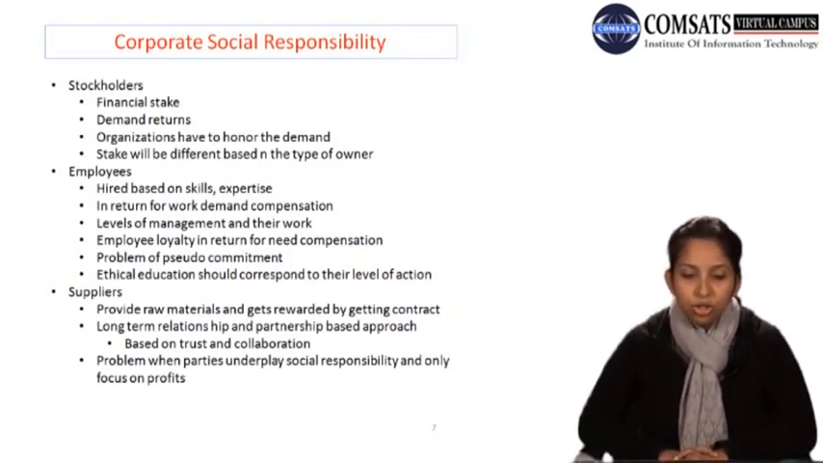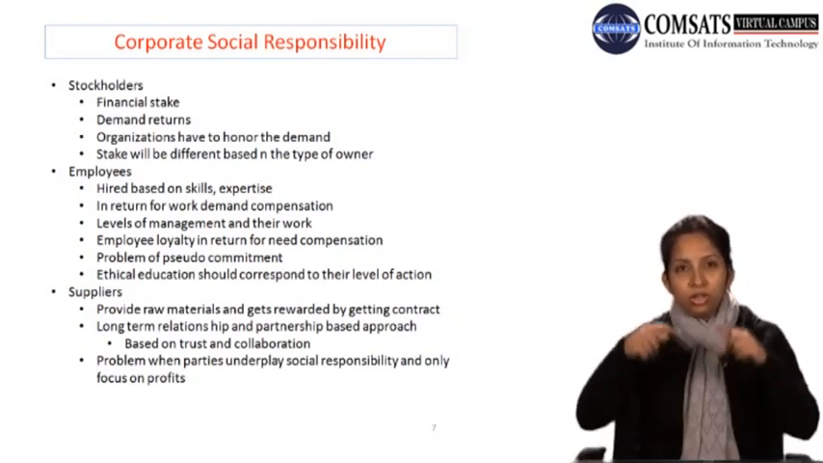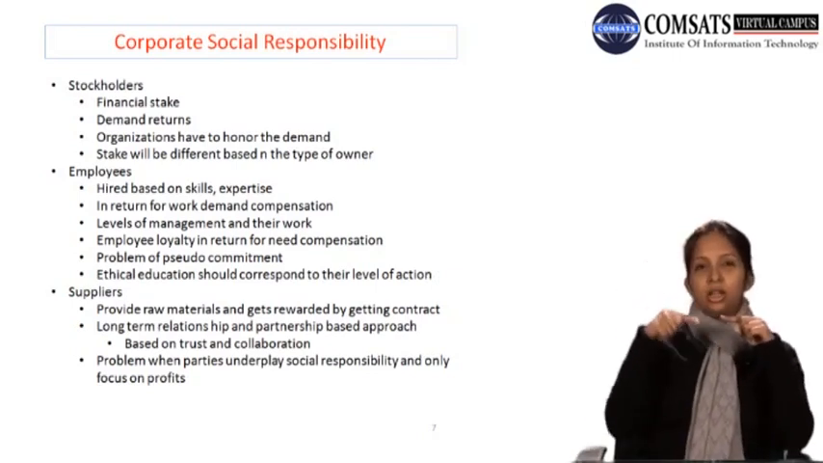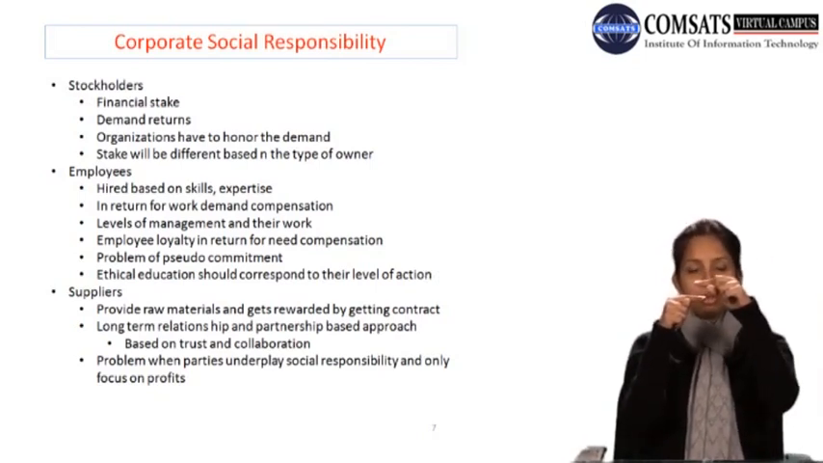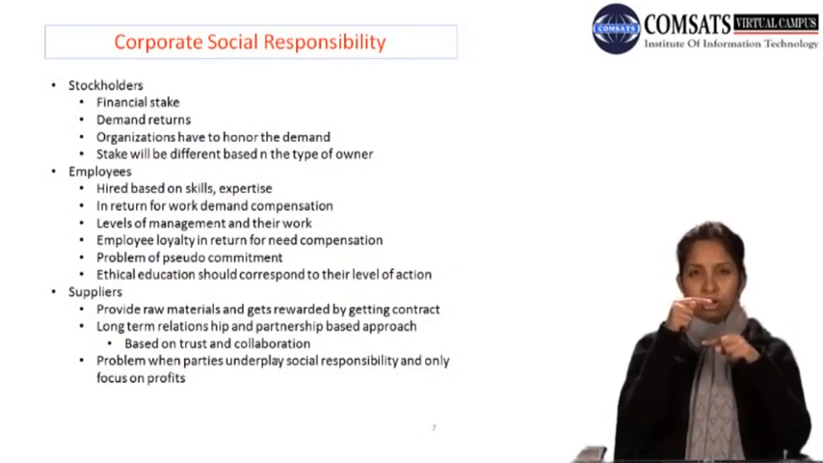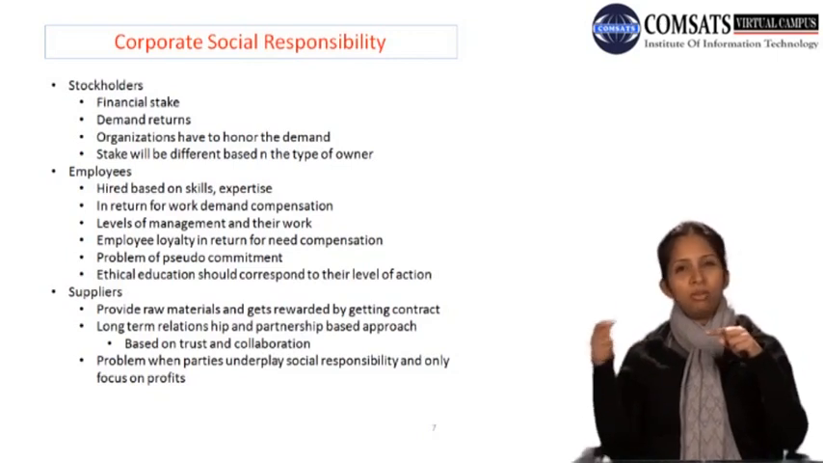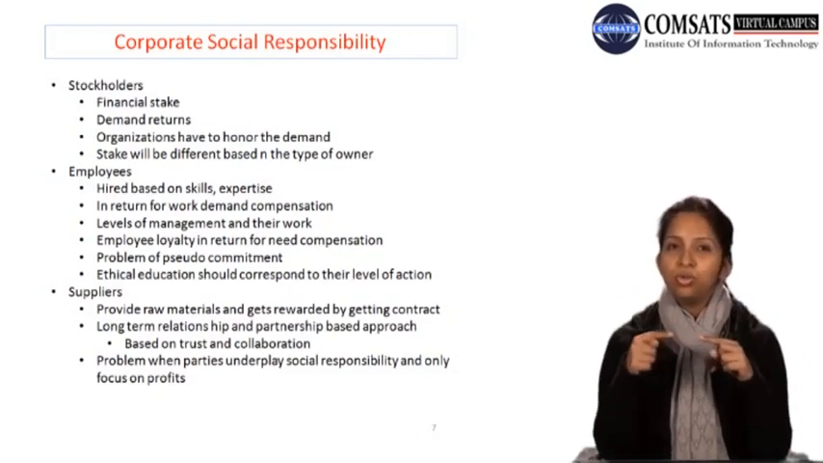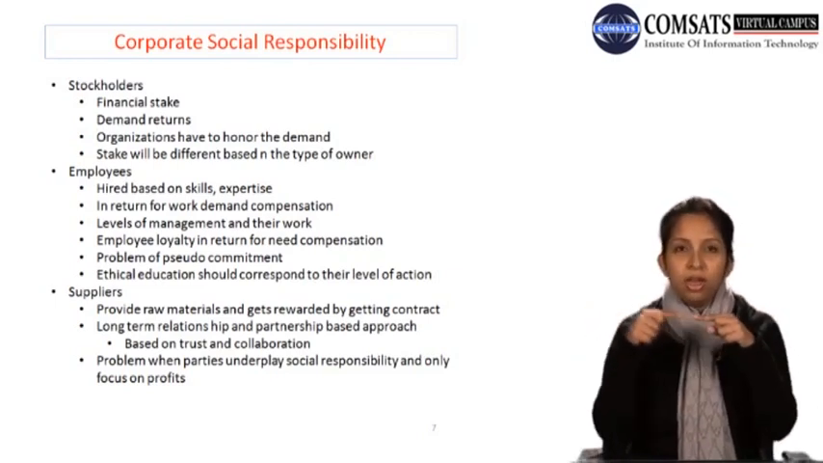And then ethical education should correspond to their level of action, meaning that since you have different management levels in the organization, you have the lower management and then you have the middle management and then you have the upper level management. With respect to each different level in the organization, aapki ethical education farak honi chahiye, because each level is going to do actions and do things according to their level.